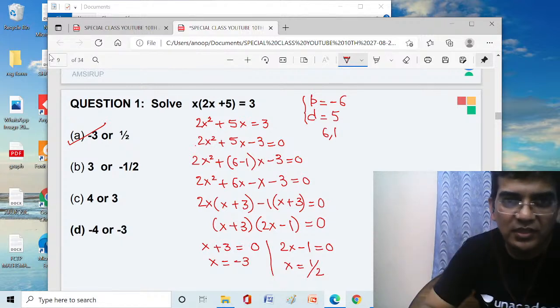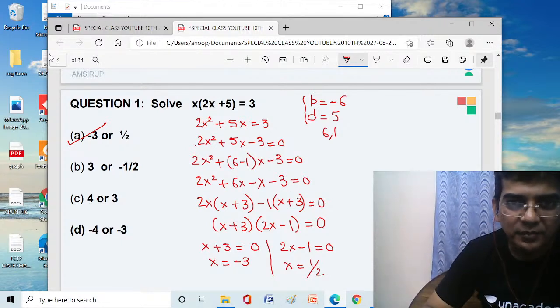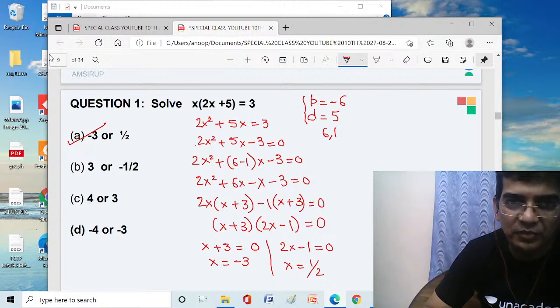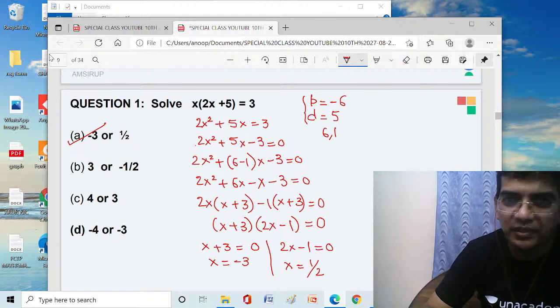So here, first I will take the product, and the product is minus 6. If the product is minus 6, that means the difference should be equal to this middle number, because the product is negative. Now this difference shows me that I need two numbers whose product will be 6, but their difference should be 5. So I have got the two numbers 6 and 1.